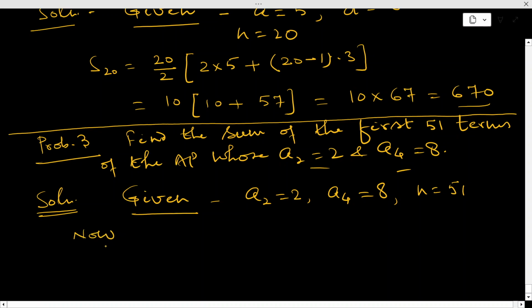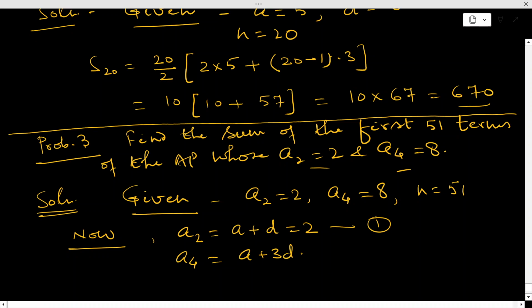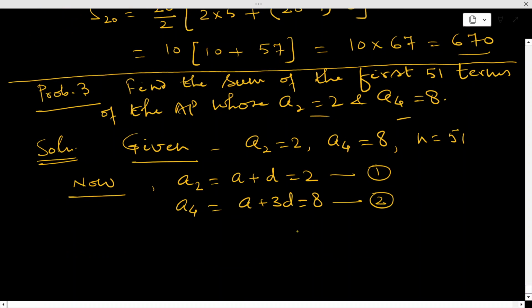Now we know that A2 can be written as A plus D. So the value of this second term is 2. So let us mark this as equation number 1. And A4 can be written as A plus 3D, and the value of this is 8. So mark this as equation number 2.